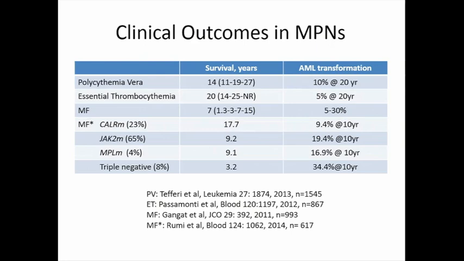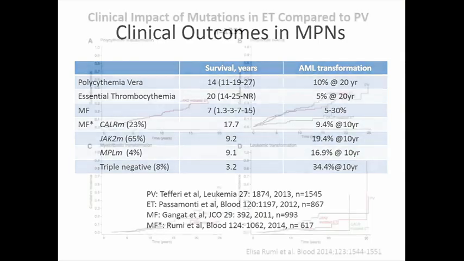And in the MF patients, it appears that the molecular features make a big difference as to patients' outcome. Those patients with calreticulin mutations do better than those with either a JAK2 or an MPL mutation. But those that have none of the three mutations do extremely worse. So those are individuals that have a median survival of 3 years, and over 30% of the patients can develop acute leukemia. So it appears that if one wants to have some input on prognosis in these individuals, molecular features can make a big difference.